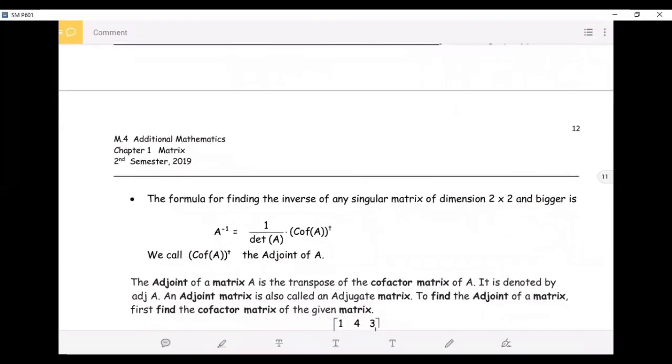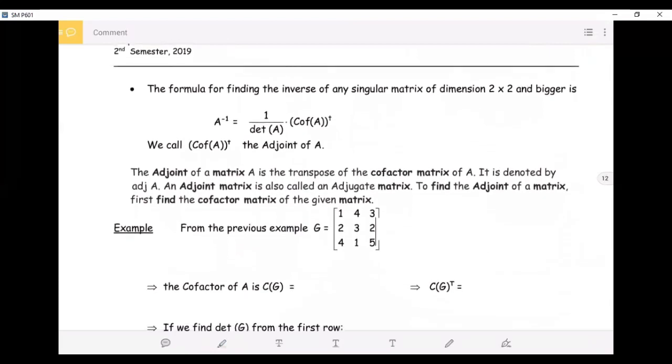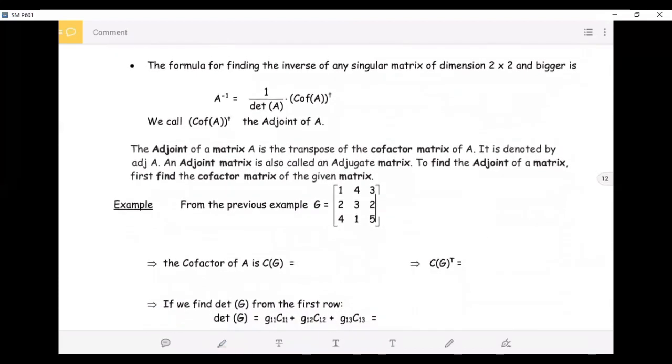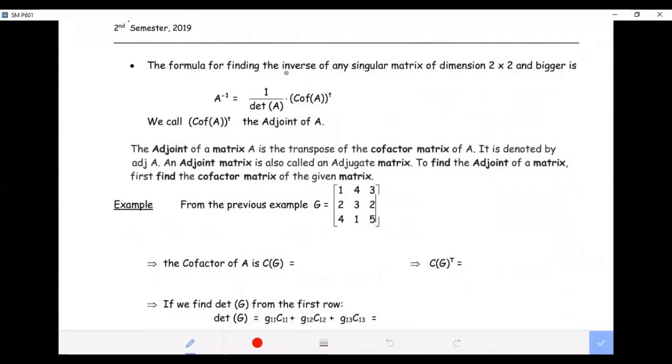Finding an inverse of any matrix of bigger dimensions. If you want to find the inverse of any singular matrix, I forgot a word again. I make a lot of mistakes. It should be any non-singular matrix, because a singular matrix doesn't have an inverse. So you can find the inverse of any non-singular matrix. So that is the formula.